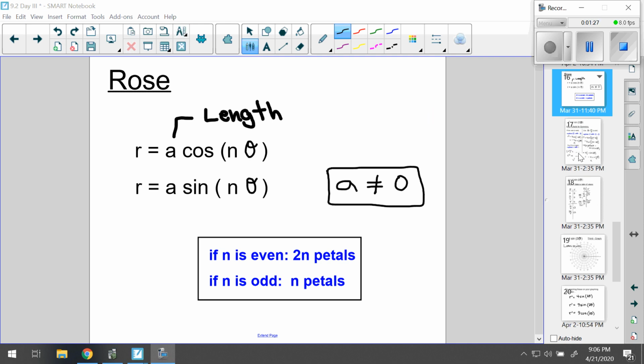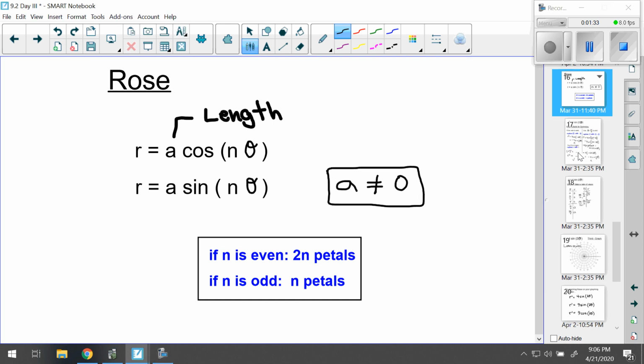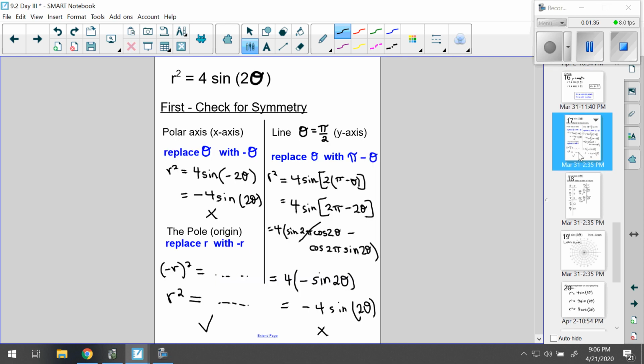And I wanted to do our one other example, and since I've done it once already, I actually saved my notes, so most of this is filled out already, and so maybe that'll help us go through things a little bit quicker. So this equation is r squared equals 4 sine times the quantity 2 theta.